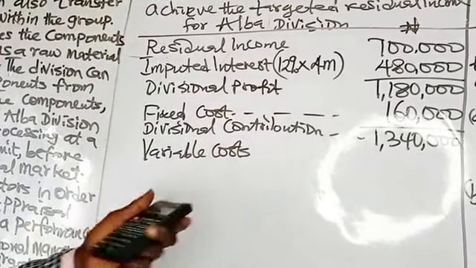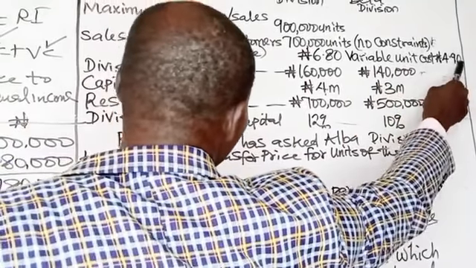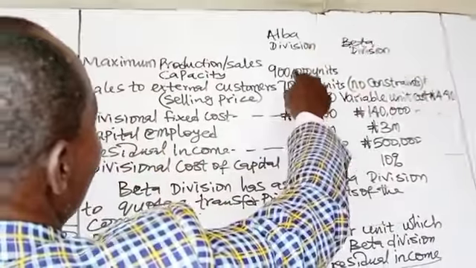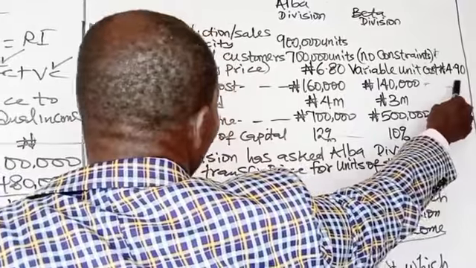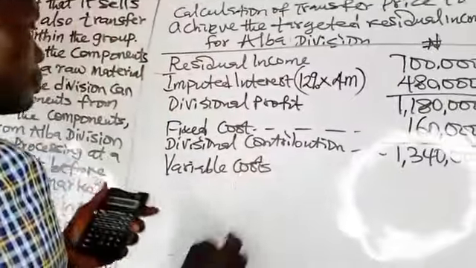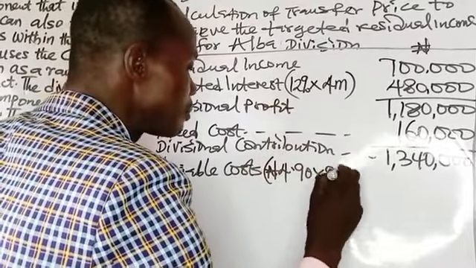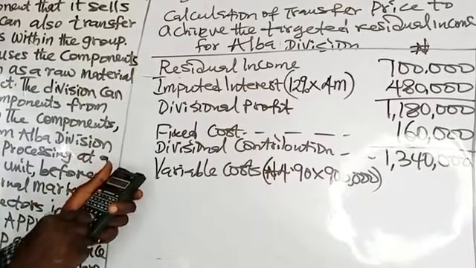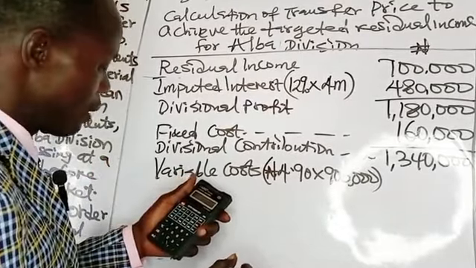Back to the question, how much is the variable cost incurred by ABA division? You have variable unit cost, 4 naira 90 kobo. This is cost that changes with the level of output. The output is 900,000. Output and sales is 900,000. So we have 900,000 times 4.9. That will give us the total variable cost. 4 naira 90 kobo times 900,000. So we have 4,410,000.